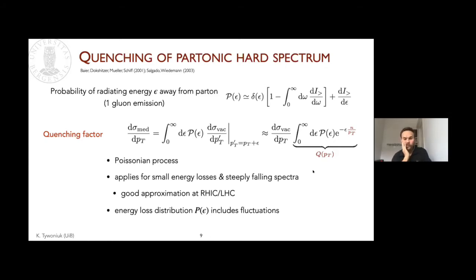But this turns out to be a very good approximation both at RHIC and LHC kinematics because of the typical smallness of epsilon, and also a typically large value of n and a large value of pT. So somehow these approximations go hand in hand. Of course, you can do this better. You can either treat it fully as a convolution, or you could also expand it in higher orders and compute corrections. So this is an improvable approximation. And it's important to say that P, the probability of losing energy, includes fluctuations.